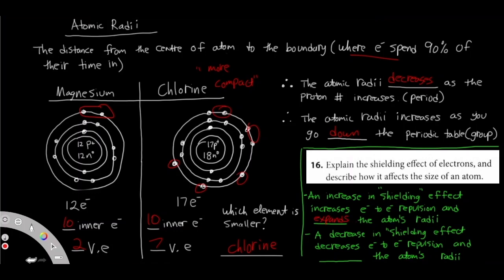Negatives repel negatives. Lastly, a decrease in the shielding effect, so not as many inner electrons, decreases the electron to electron repulsion and compresses or compacts the atom's radii.